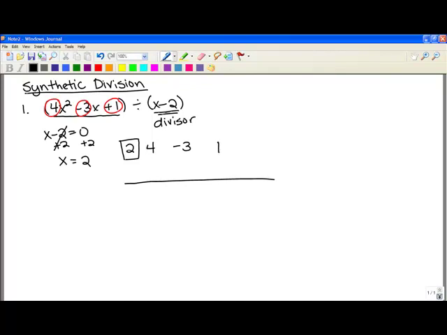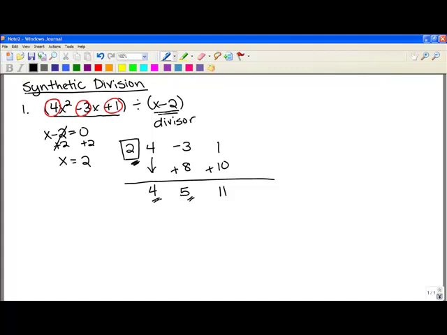Now we're ready to begin the process of synthetic division. You always bring down the first number here by the box. So I'm going to bring down the 4. And then we'll take this 4 and multiply it by the box 2. That gives us 8. We'll place the 8 underneath the -3. Then add these together. -3 plus 8 is 5. And then the process starts over again. 5 times the box 2 is 10. And then add the column. 1 plus 10 is 11.